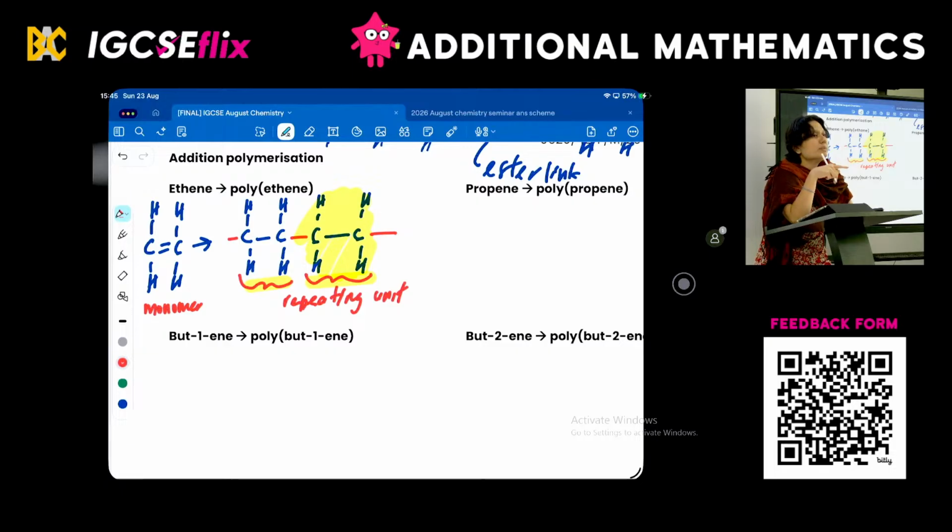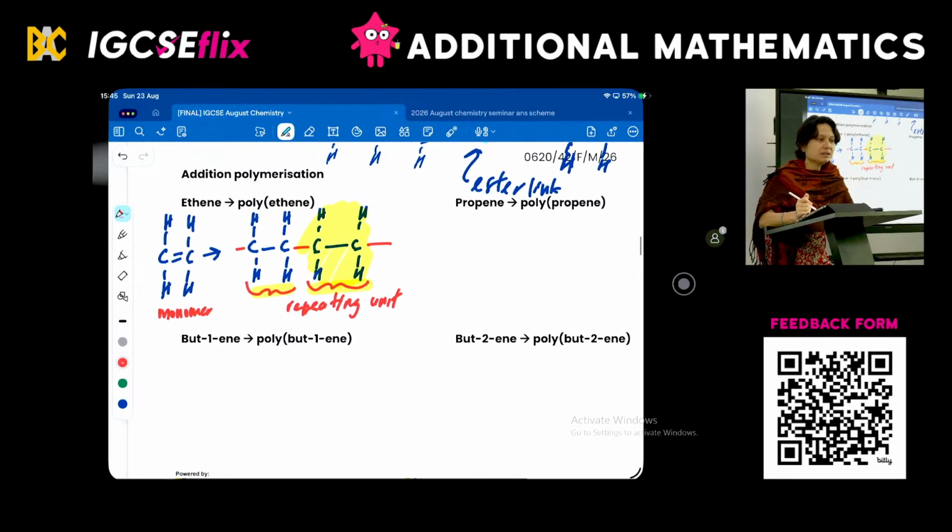The monomer is the one with the double bond. Why do I need to know? Because sometimes they ask you to draw the monomer, sometimes they ask you to draw the polymer. Okay? Alright. Can you try polypropene? Okay, try now. Draw a propene and draw polypropene. Okay, draw now.